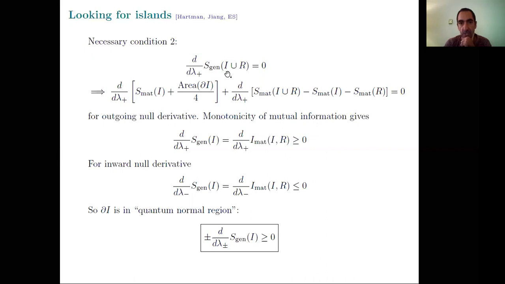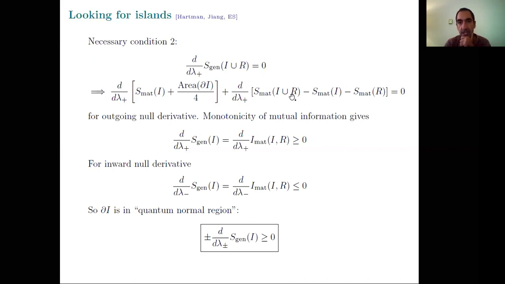So I've expanded out the generalized entropy, and then I've added and subtracted, again, S matter I from this expression. And I've also added S matter R, because this derivative is with respect to the endpoint of the island, so it vanishes when acting on this.